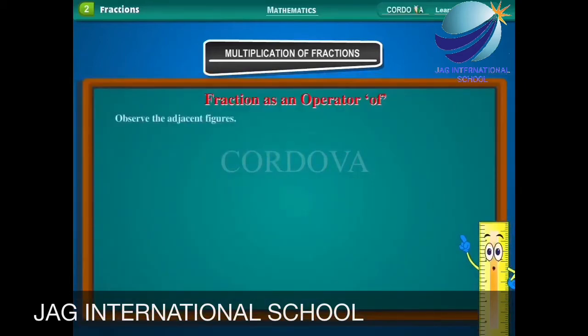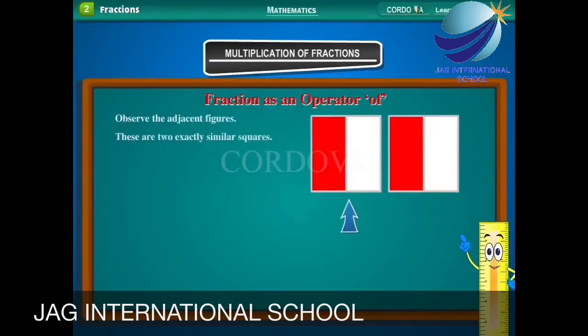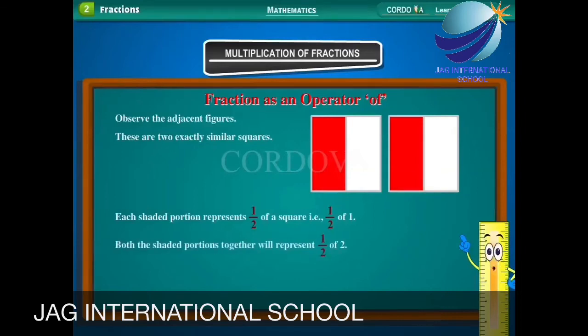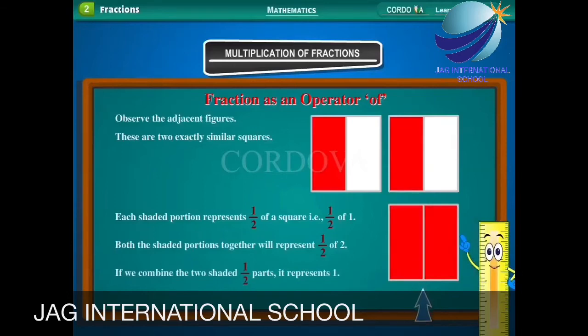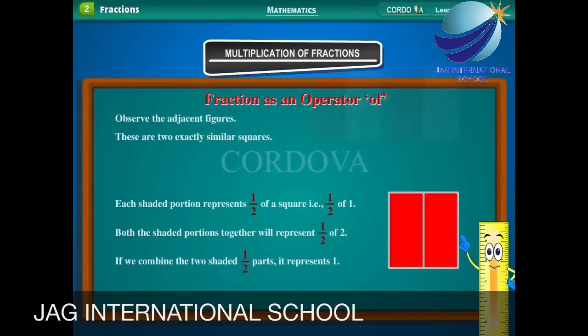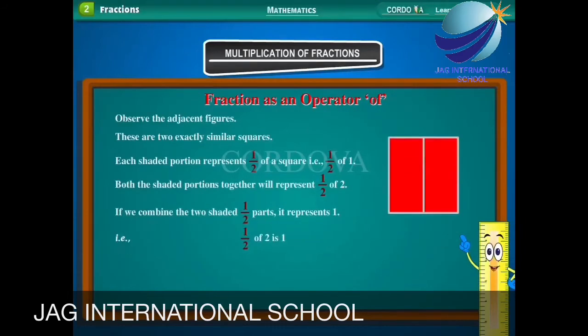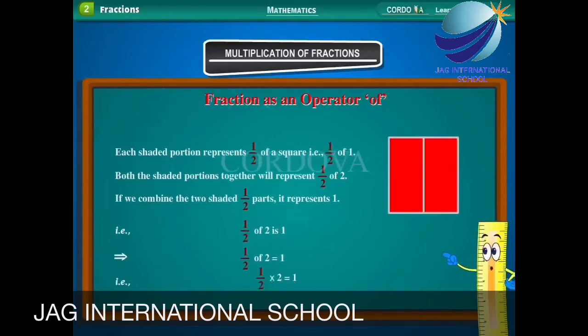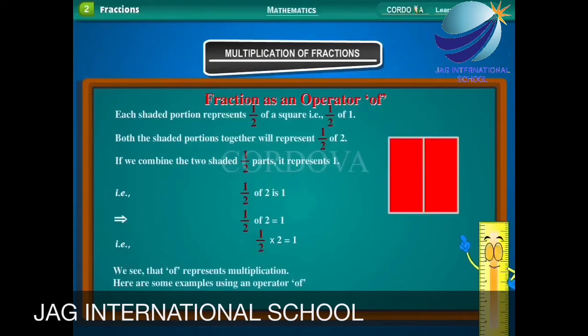Fraction as an operator 'of'. Observe the adjacent figures. These are two exactly similar squares. Each shaded portion represents half of one square, that is, 1/2 of 1. Both the shaded portions together will represent half of 2. If we combine the two shaded half parts, it represents 1. That is, 1/2 of 2 is 1. This implies half of 2 is equal to 1. Also, half × 2 is equal to 1. We see that 'of' represents multiplication.